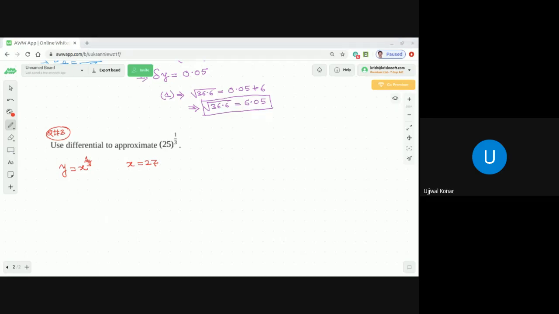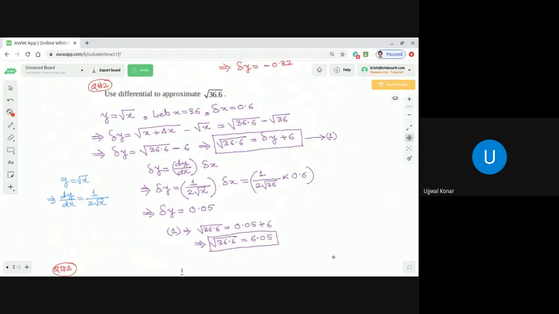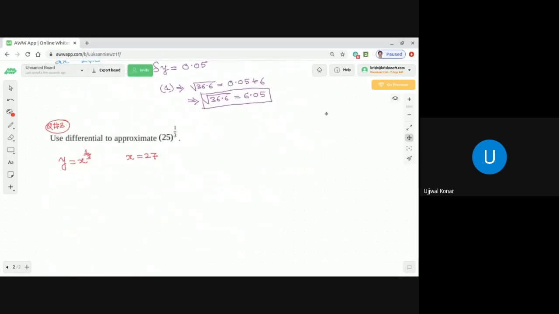And at the same time, if we take delta x as minus 2, then x plus delta x becomes 27 minus 2, that is 25, which is given in the question. So these are the two important things, dear students. First is, what is the function? That is relatively easy to find based on that 25 power 1 by 3. That's why you took y equal to x power 1 by 3. In the previous example, you saw 36.6 power 1 by 2, that is the square root of 36.6, so we took y equal to square root of x. Next part is to choose x and delta x.